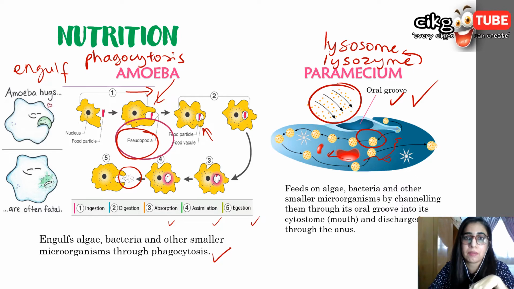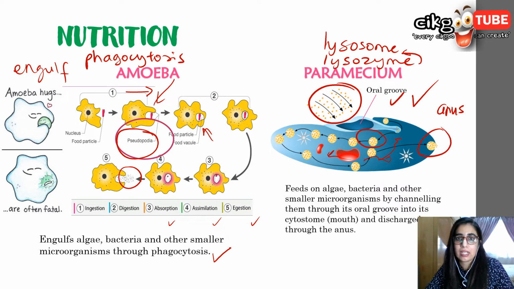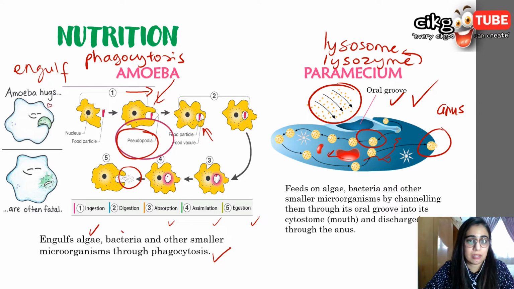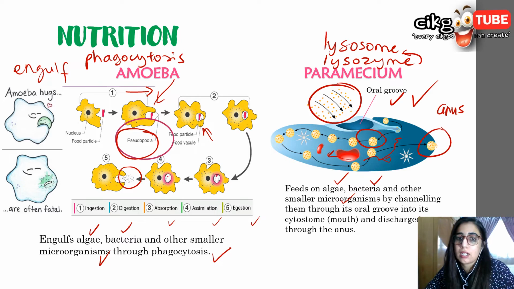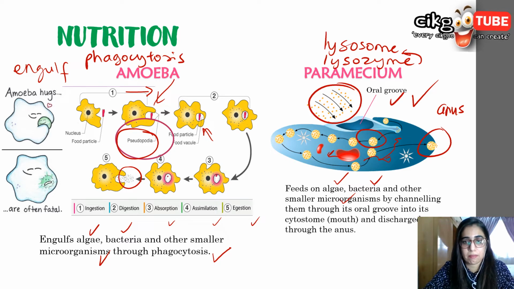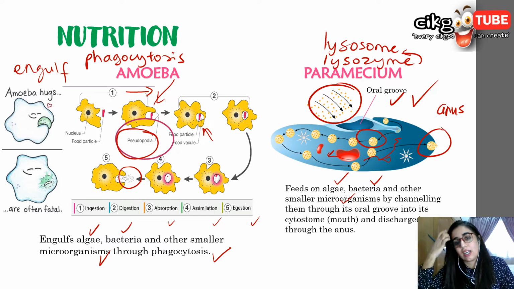This is the cytoplasm. So undigested food now, what will happen? They will be discharged from amoeba when it's moving. Undigested food in paramecium also will be discharged, but through the anus. This is the anus, so it will be removed that way. Amoeba eats algae, bacteria, and other smaller microorganisms. Paramecium also eat algae, bacteria, and other smaller microorganisms. So that is their food.